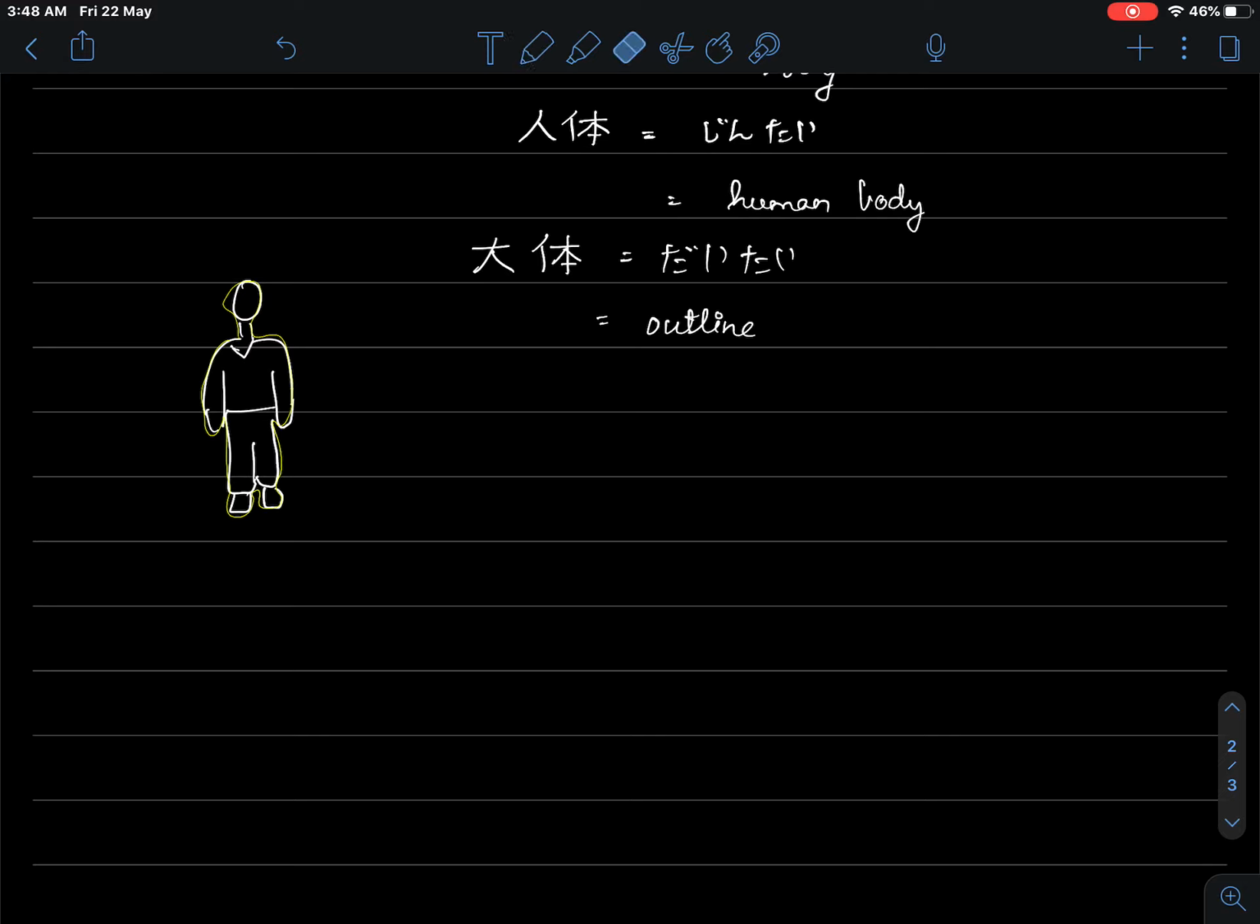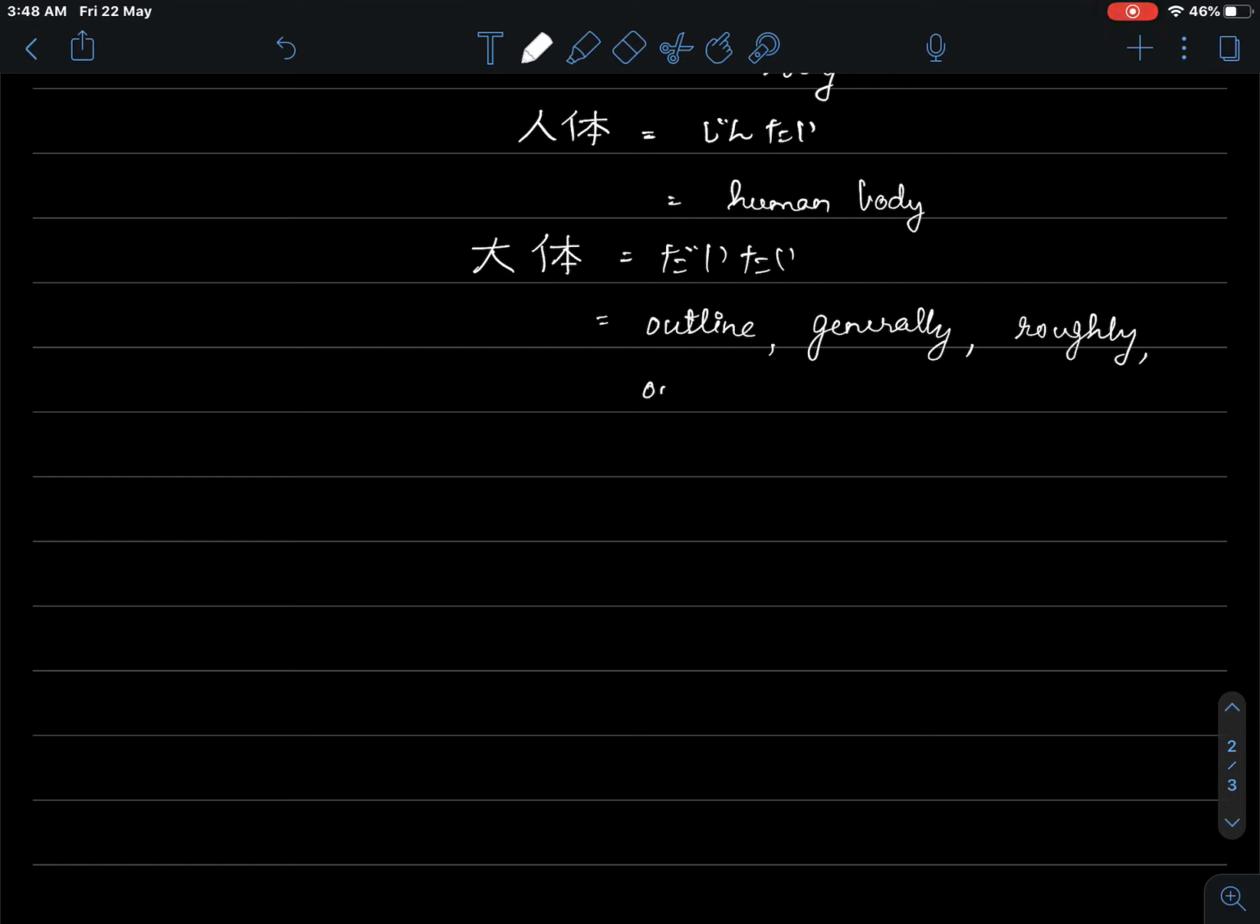It's a bit of a convoluted way of conveying the meaning, I suppose, but you have to memorize it somehow. So it's outline. It can also mean generally, that is when you're not talking about physical things but more like ideas or concepts. So you say generally, this is how it works out, or roughly, or you could say on the whole, that kind of meaning. Okay, let's have a look at the next word.